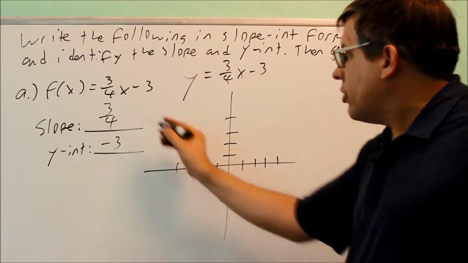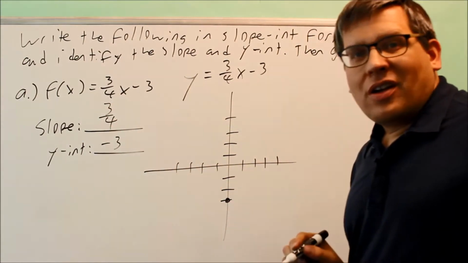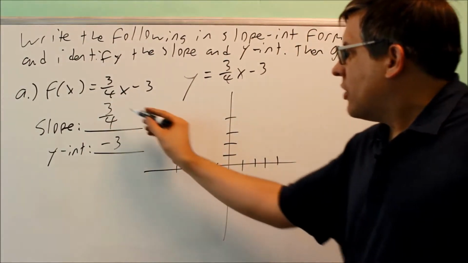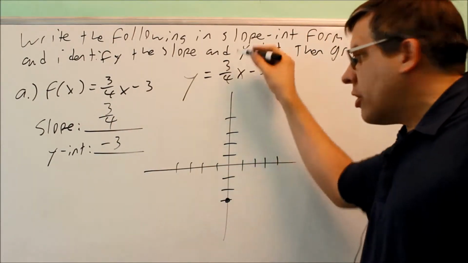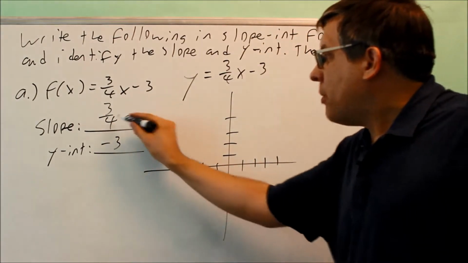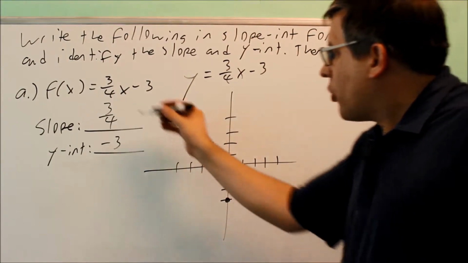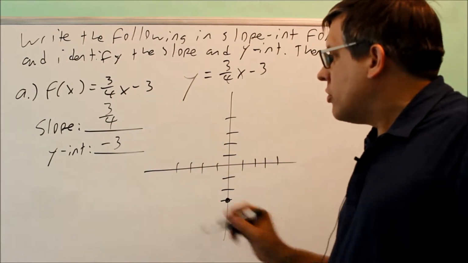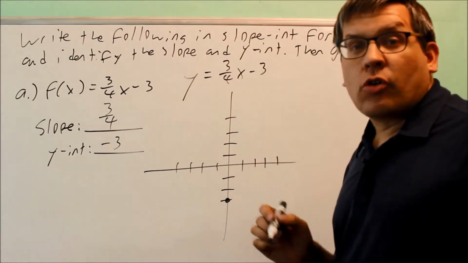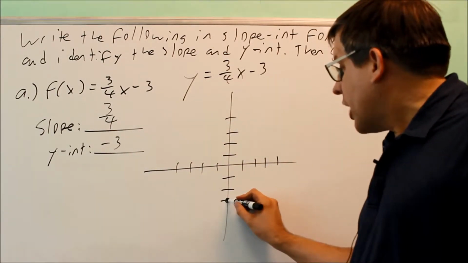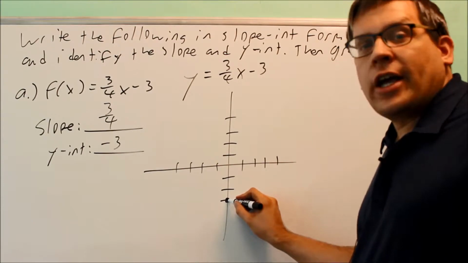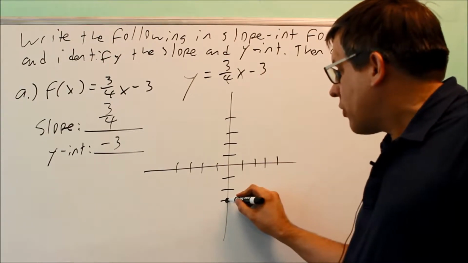To do that, we're going to use our slope. Now the way the slope works is the top number is going to be your up and down movement. The bottom number is your left and right movement. So if they're both positive, that means that you're going to go up and you're going to go to the right. You're going to do that from the y-intercept. So from the y-intercept is -3.